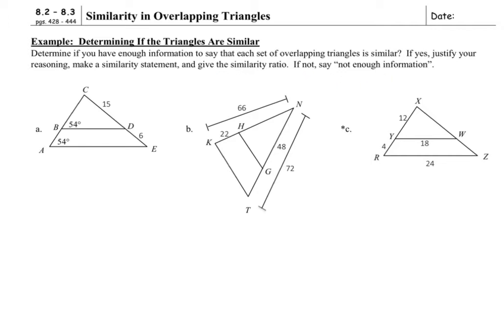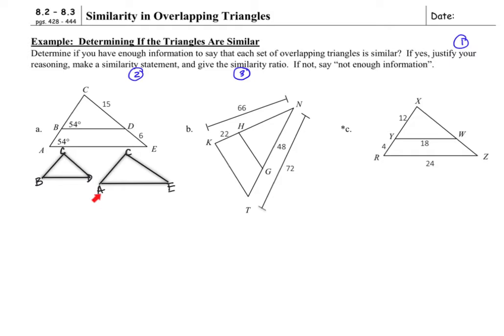So there's three things we have to do. If yes, we have to justify our reasoning with a postulate or theorem. Then we're going to write a similarity statement, and then we're going to give the similarity ratio. Let's take a look at letter A. We have a smaller triangle, triangle CBD, and a larger triangle CAE.